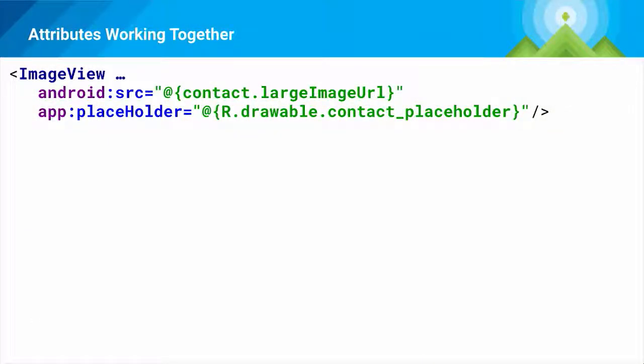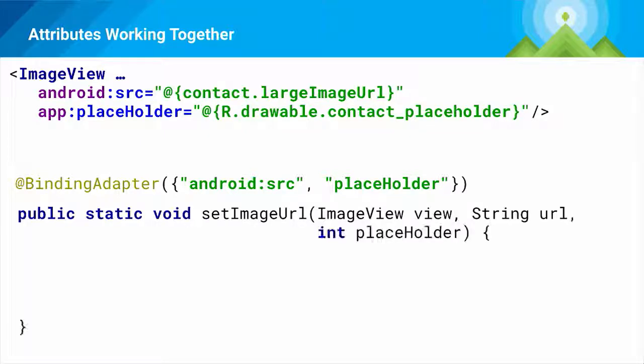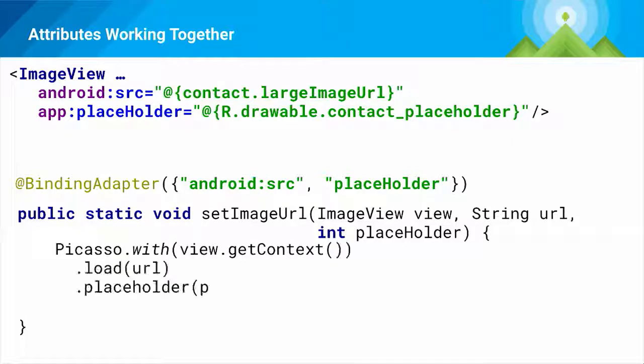Let's imagine you want to have a placeholder for your annotation. Now, you have to do this with Picasso in the same call, right? You can't just say, in one call, call the load, and in the other one do the placeholder. So what we're going to do is merge it all together into one binding adapter. And this one takes two attributes, and they can work together. And you just take the parameters in the order that you've assigned them in the annotation, and now you can do whatever you want in the method. In this case, we're going to load the URL off thread, and in the meantime, we'll load this placeholder image.